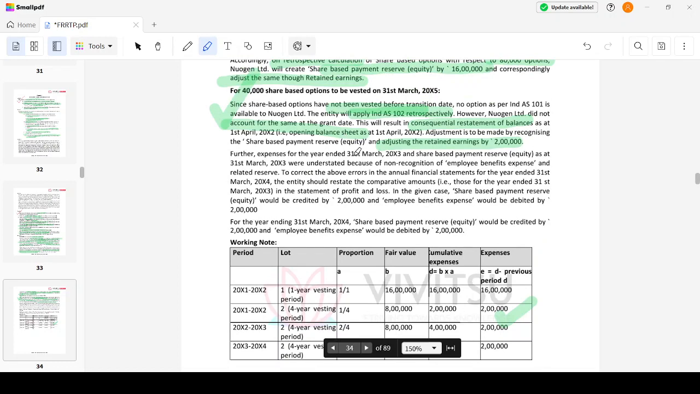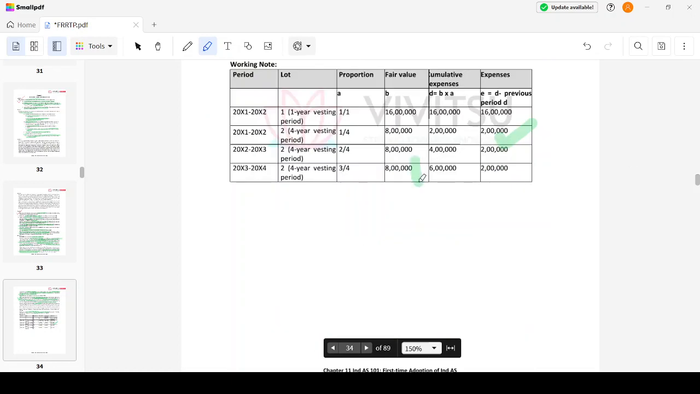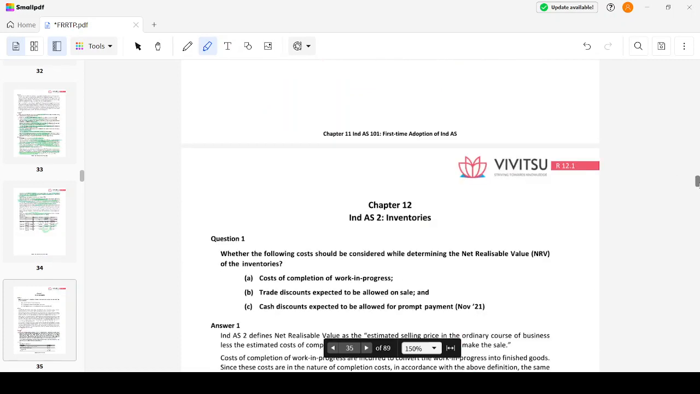And then again, at 31st March 20x3, share-based payment reserve would be understated. So that's why I have to correct it by 2 lakh and again 2 lakh. So at the end of the year, share-based payment and employee expense will be debited by 2 lakh. Now the share-based payment reserve will show an amount of 6 lakhs. Cumulative expenses will be 6 lakhs. Every year I will debit and credit. Okay. Clear? So let's move on with one last question before we wind up.